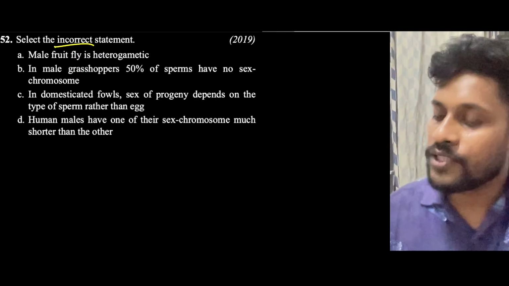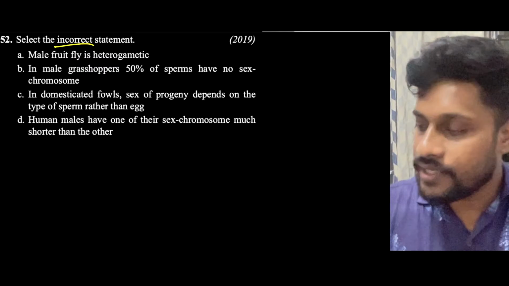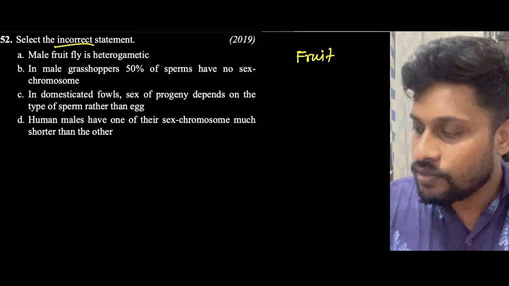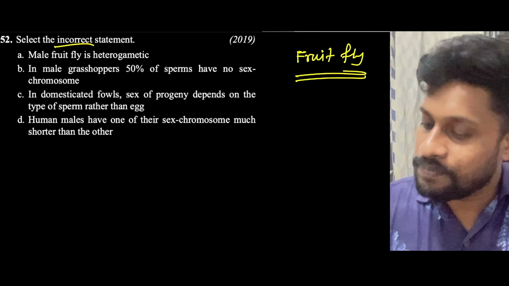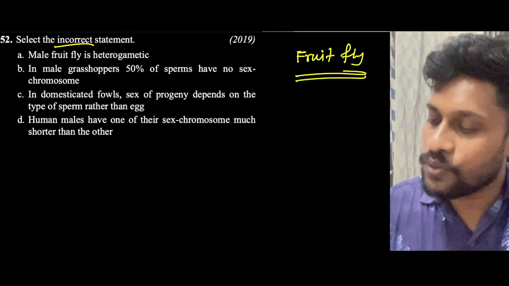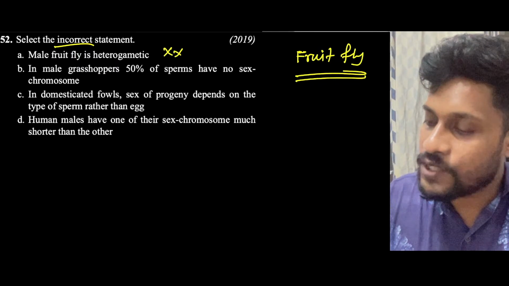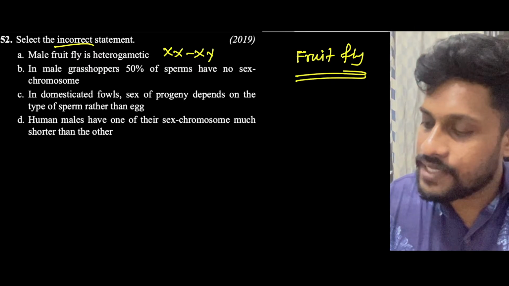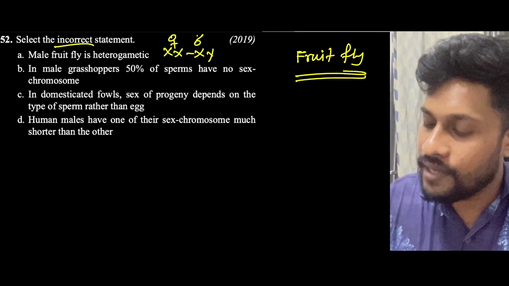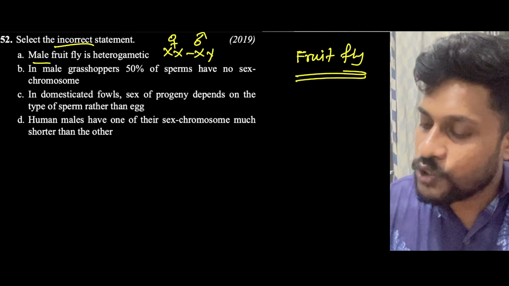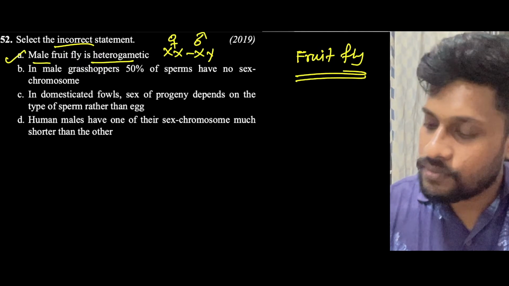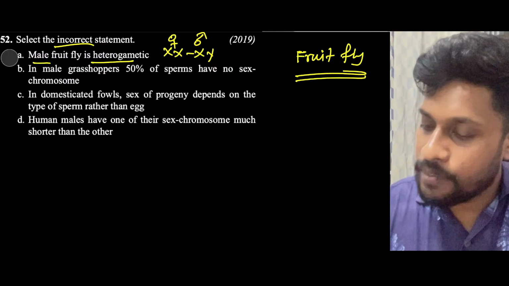Male fruit fly is heterogametic. So when you are coming in terms of fruit fly, it shows the XX-XY mechanism. Here XX will be female, XY will be male. So male is heterogametic, true. Which means this statement is true.